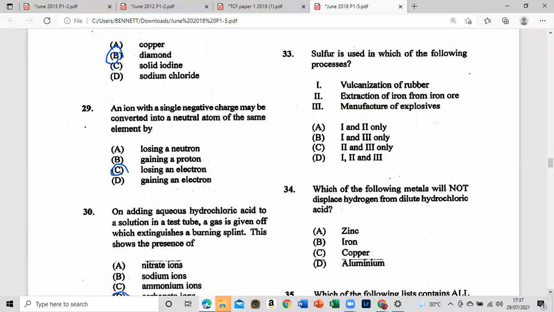You got you covered. Sulfur is used in which of the following processes? 1, vulcanizing of rubber. 2, extraction of iron from iron ore. 3, manufacture of explosives. And the answer is 1 and 3 only.